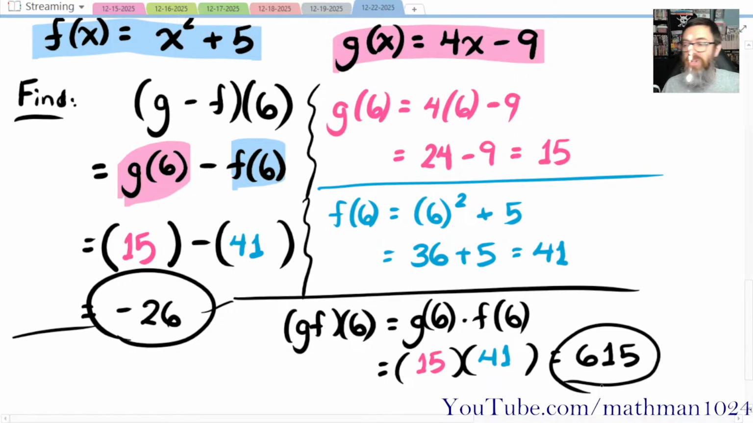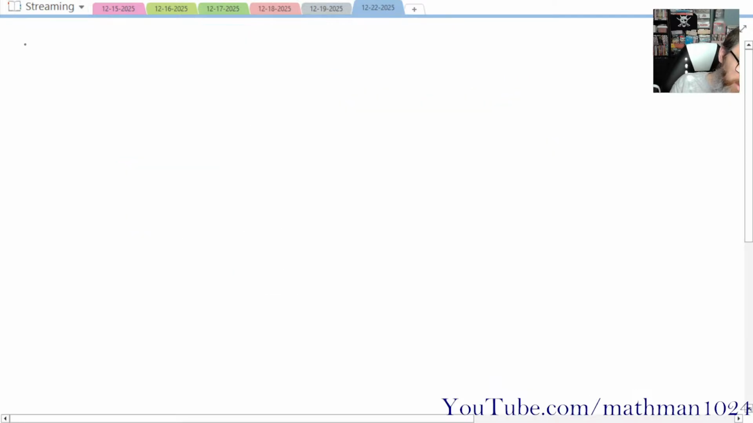All right, so that's function operations. Again, I don't think it's that bad. You've got two functions, and you just do the math that's there. You do them individually, and then you bring the answers together according to what it says, whether it's add, subtract, multiply, or divide. Now, let me show you the piece that tends to cause a lot of my students to stumble, and that's function composition.